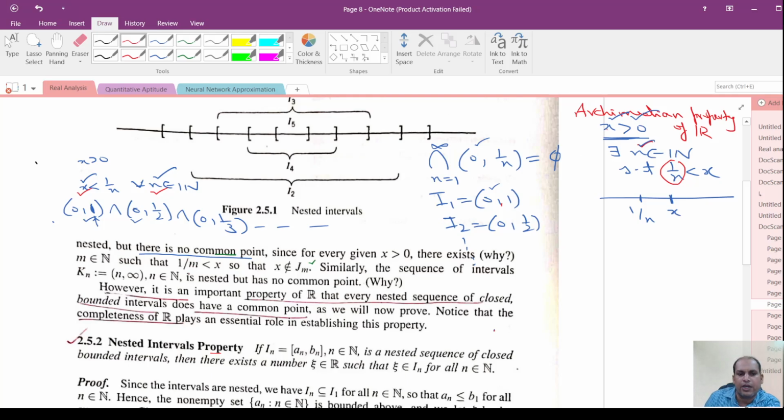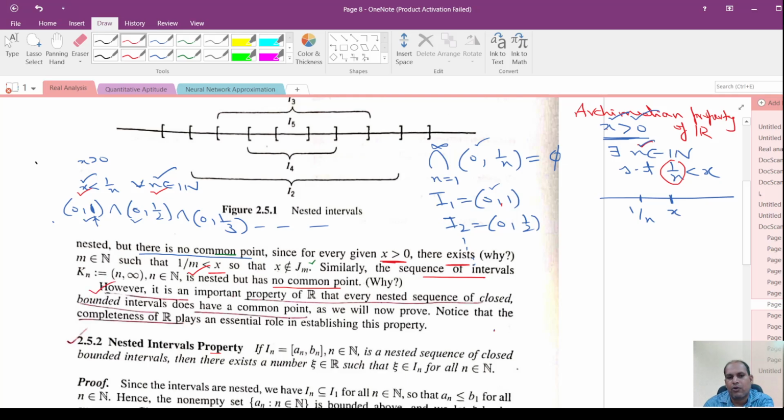So that's what is written here: since for every x greater than 0, there exists m belonging to N such that 1 by m is less than x, x is not in all of the Jm. Similarly, for the sequence of intervals Kn equal to the open interval n to infinity, again we can apply the Archimedean property of real numbers to show that though there is a nesting of intervals Kn, there is no point which is common to all such intervals.